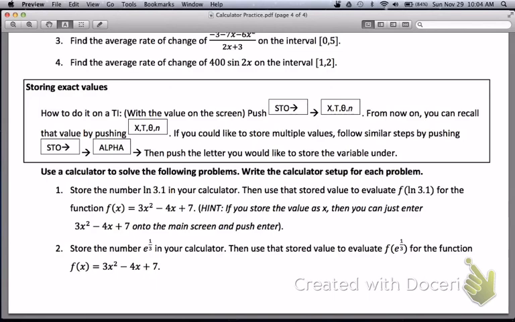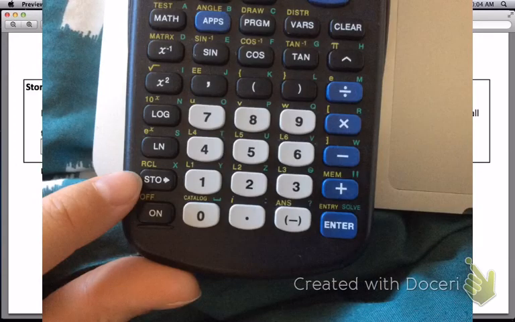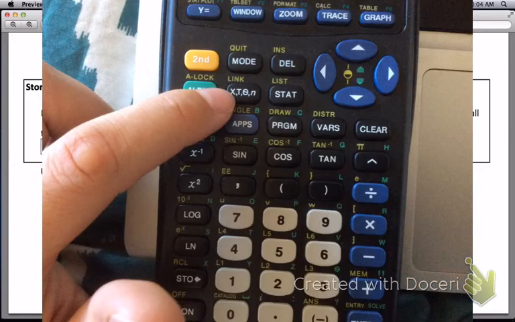You're going to type in ln of 3.1 onto your calculator. And then there's a button down near the bottom, right above the on button, that says STO with a little arrow. STO with a little arrow stands for store. You're going to push that, and you'll see a little arrow pop up on the screen up above. And then you're going to push where you want to store it. Right now we're going to store it as our variable, X,T,theta,n. So you're going to push that button.